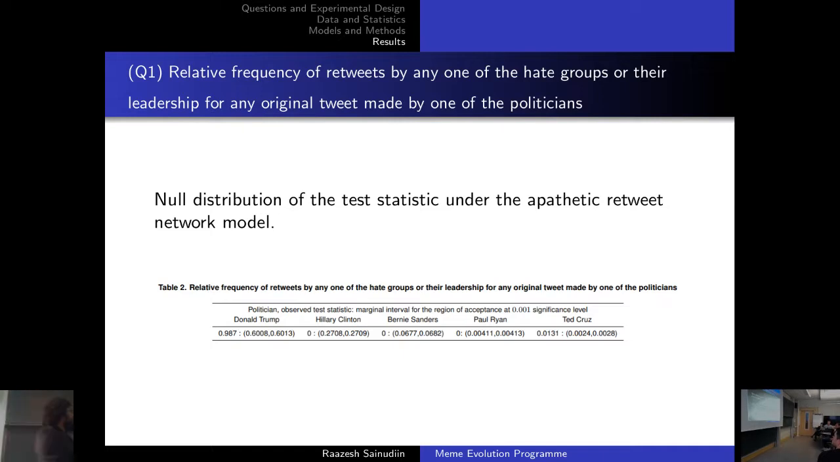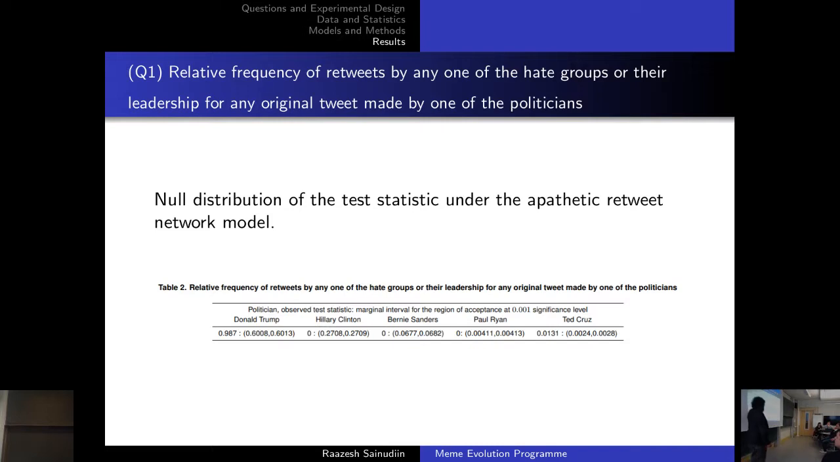Okay, so I'll show pictures just in the interest of time. Here's basically my observed statistic. Here I'm asking what's the relative frequency of retweets by any one of the hate groups or their leadership for any original tweet made by one of the politicians. That means 98.7% of all people associated with hate groups, according to the U.S. Southern Poverty Law Center, retweeted Trump, right? And none retweeted Hillary, Bernie, Paul, or very little Ted Cruz.